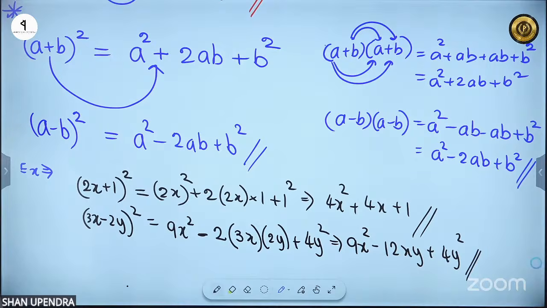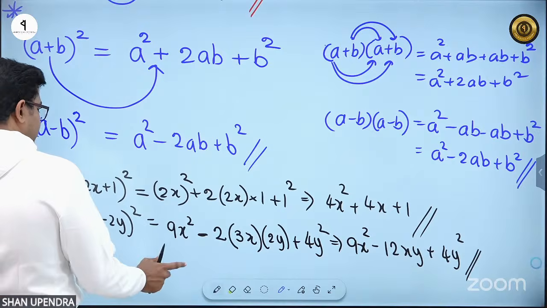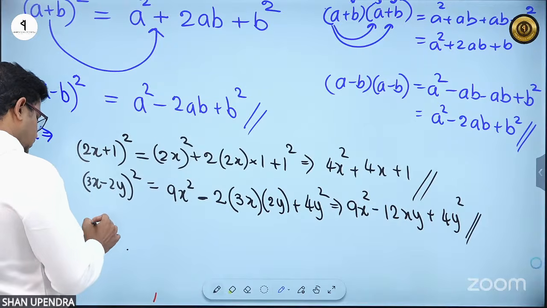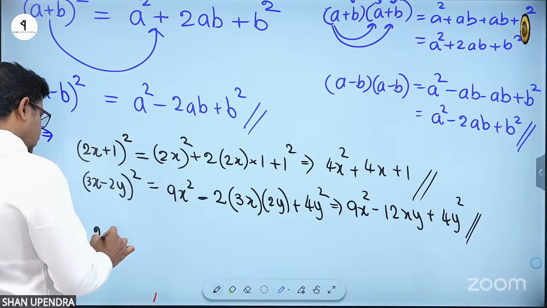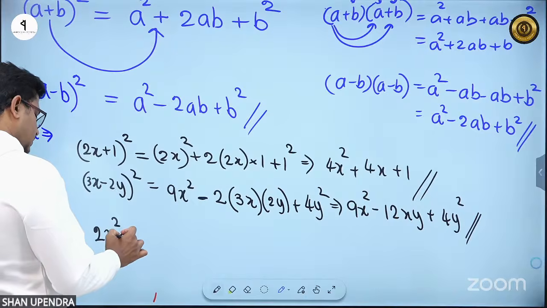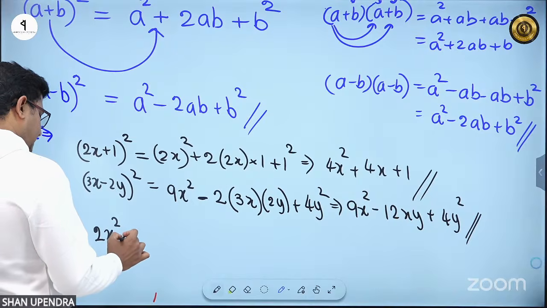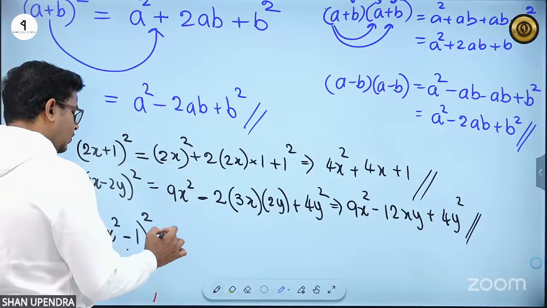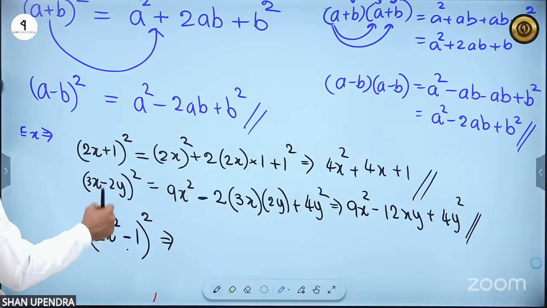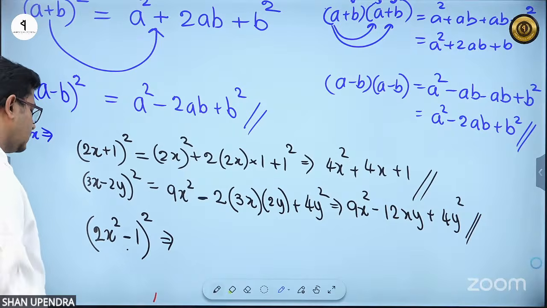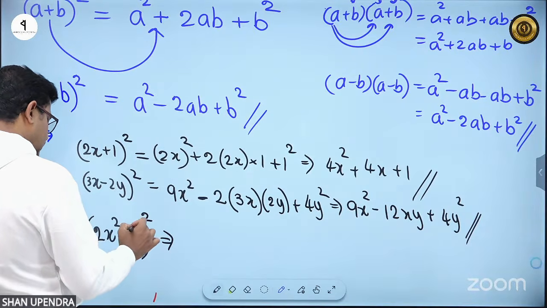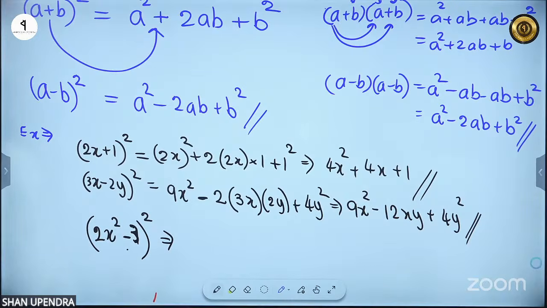Okay. Let's get another example: (2x squared minus 3) squared. There is another term that has a square, no need to worry about that. Then let's simplify. This is just 2x squared.